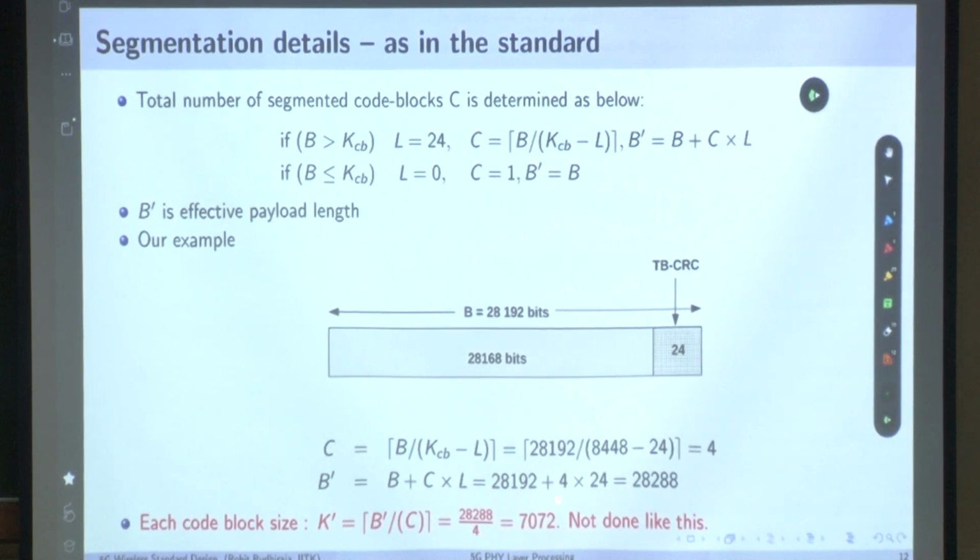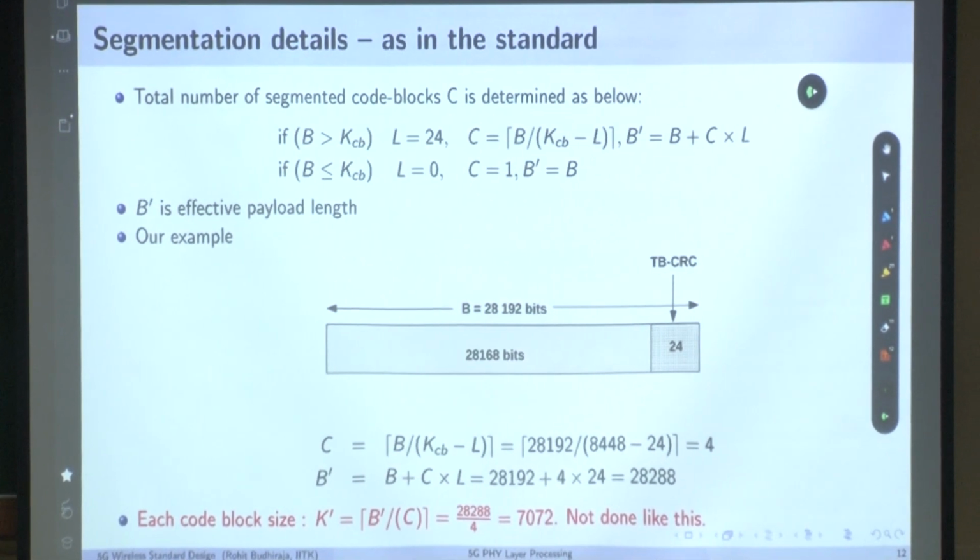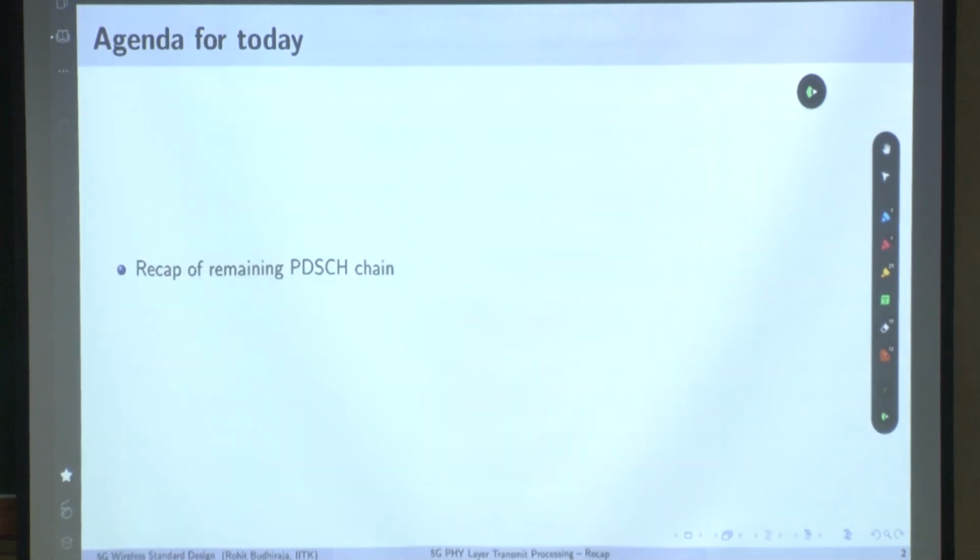Now what we are saying here is it is not done like this, and the primary culprit is the LDPC encoder, because it cannot encode 7072. To handle this, we attach a filler bit to each code block. How many filler bits we need to attach, that's what we are going to see now, and I am taking you to the next lecture. So that's what we are going to recap now.